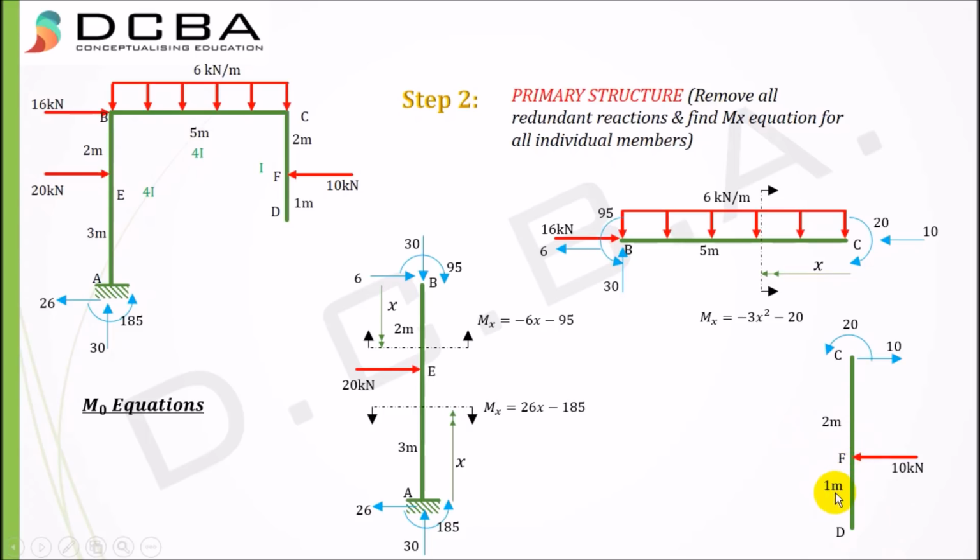Fine. Finding Mx for DF and FC. Now I'll take the section x starting from D for member DF, and the Mx for DF would be 0 because there is no force acting from this side, right? So Mx is 0. Again for member FC, I'll be taking x starting from D only, because if I start my x from here, the Mx equation would be easier. I could have also started my x from C, and then my Mx equation would have been minus 20 plus 10x. But since I have taken x from D, my Mx equation would be minus 10 into x minus 1, that is, this distance is basically x minus 1, right? So minus 10 into x minus 1 is your Mx for FC.